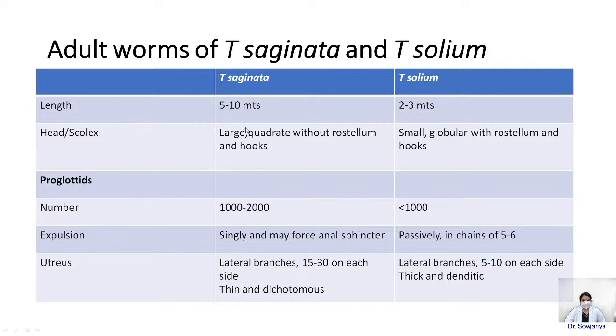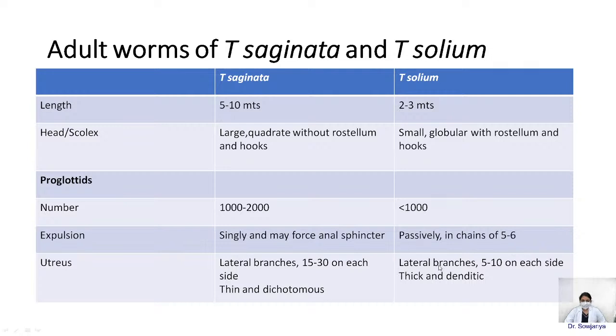In saginata, the number of proglottids is higher than in solium, around 1000 to 2000 in saginata and less than 1000 in solium. Also, the way of expulsion is different in both organisms. In saginata, they are expelled singly and may force the anal sphincter. But in solium, they are passed out passively in chains of 5 to 6.